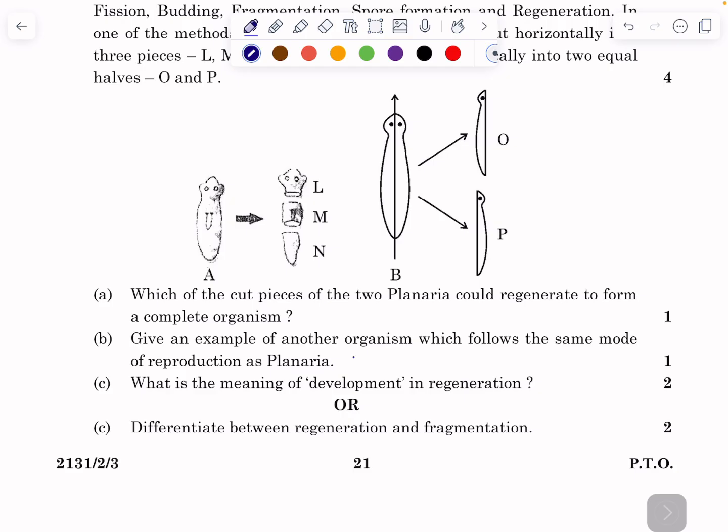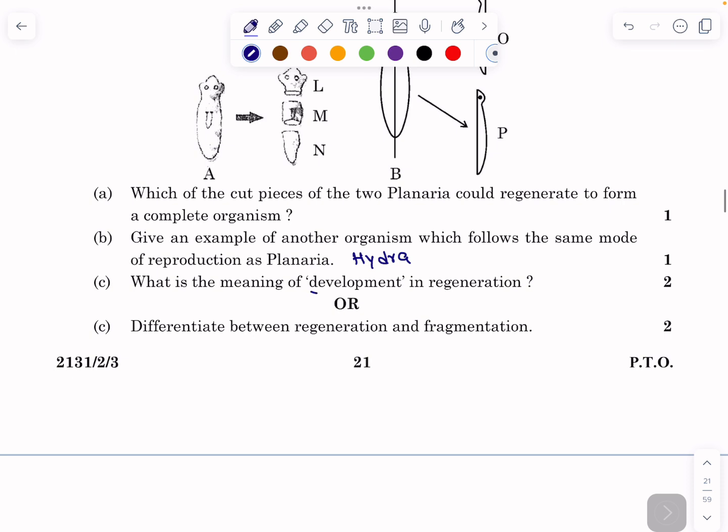And the second question we have here, give an example of another organism which follows the same mode of reproduction as planaria. So that is hydra. Okay, so the second one is the example, hydra. What is the meaning of development in regeneration? Regeneration means specialized cells which facilitate to make a large number of cells. This mass of cells change to make different cell types and tissues. These changes take place in an organized sequence and is called development.